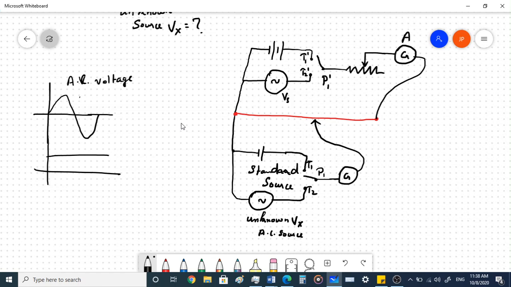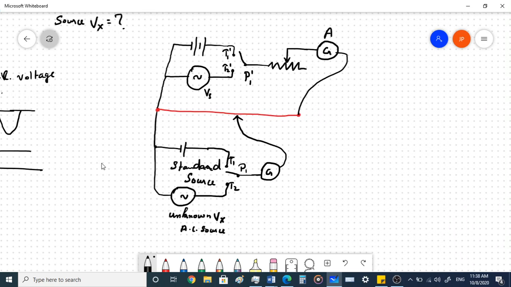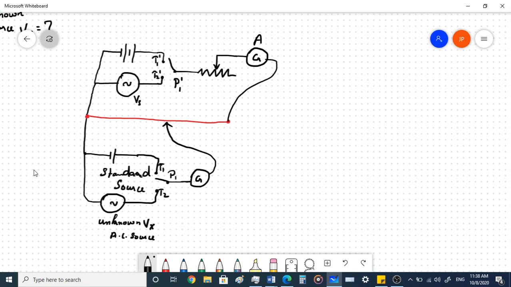Pole and throw, right? So in the initial setup, for the proper calibration, what we need to do is first make the connections P1 dash, T1 dash, and P1, T1, so that the DC source over here, let's call this VD, and the standard source, let's call this VST, VD and VST are connected to the circuit, right?